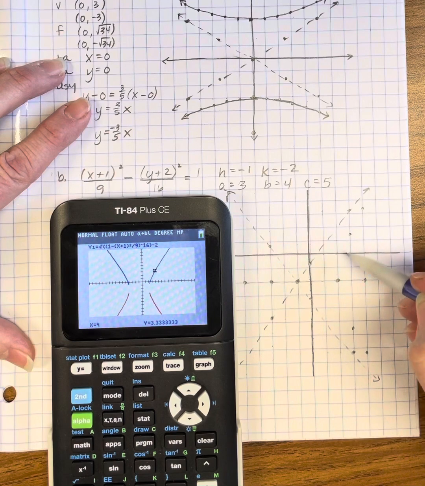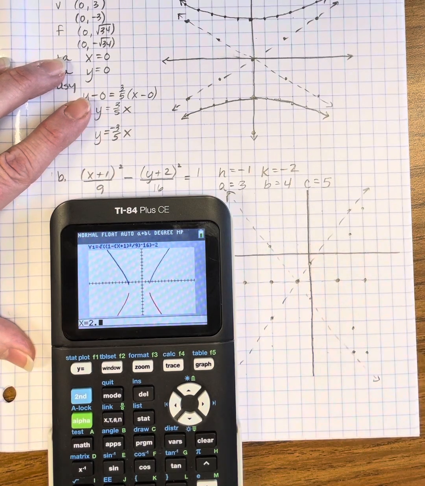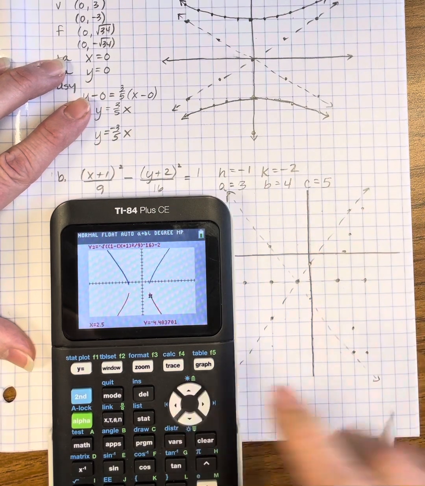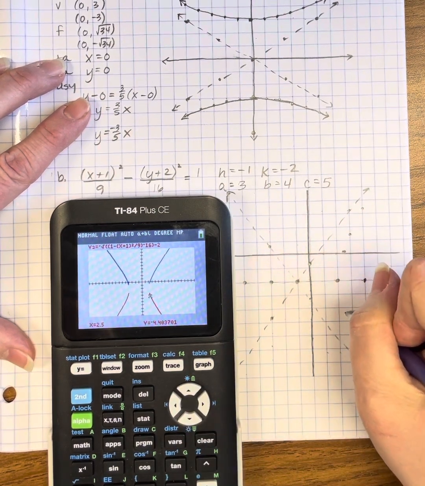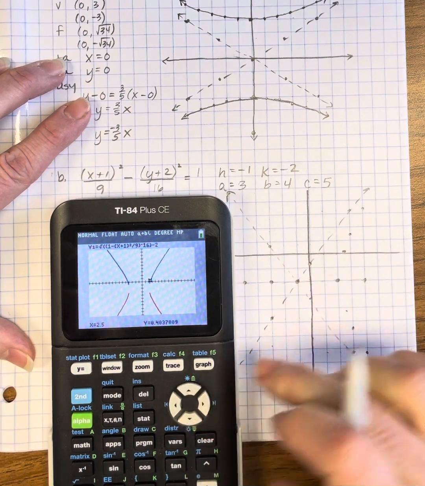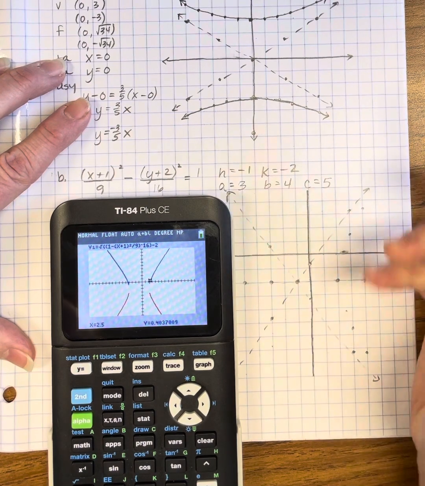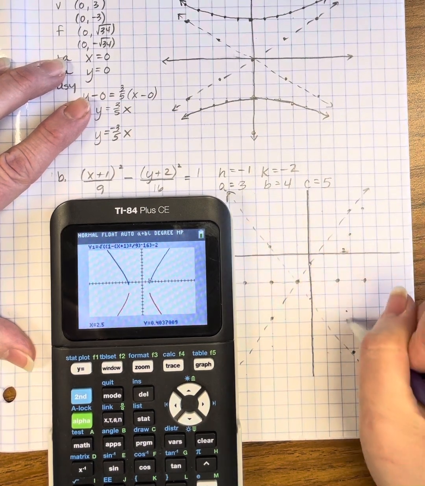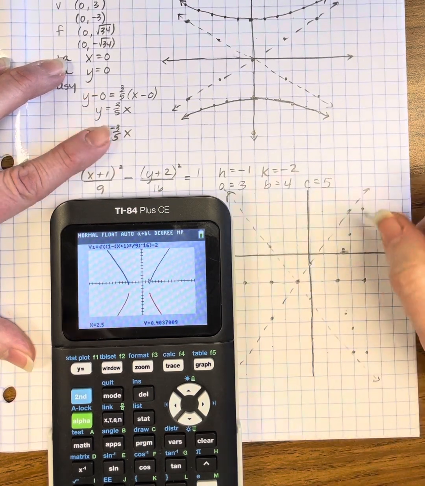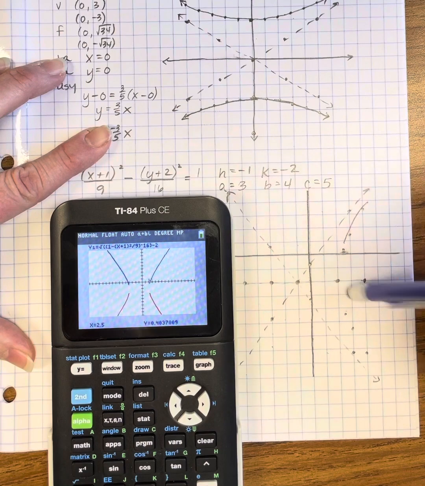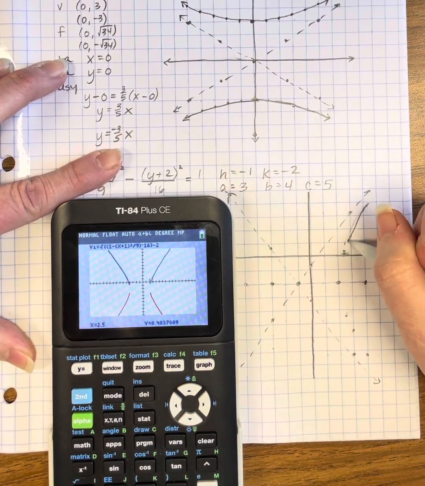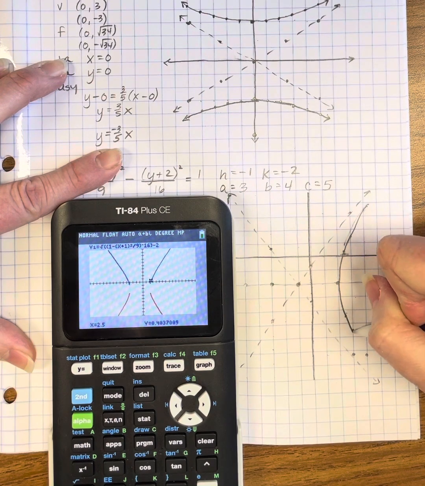And then I'm going to type in 2.5 so I have a little bit better connecting the dots process for myself. Oh, was that 0.4, not 0.04. So there's that branch. Now, did I miss the boat on that one? There we go.